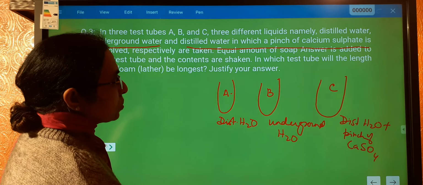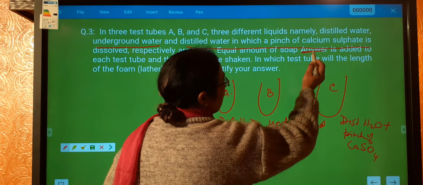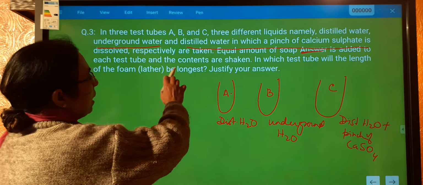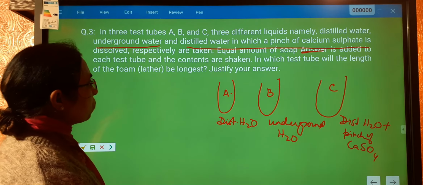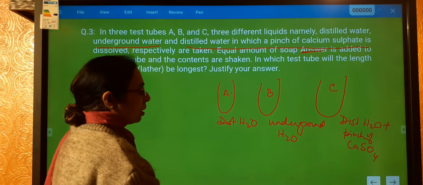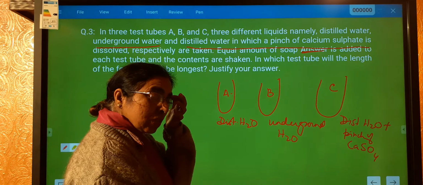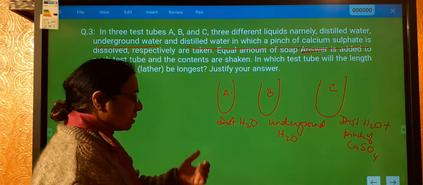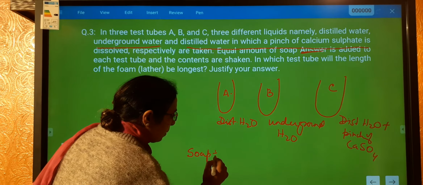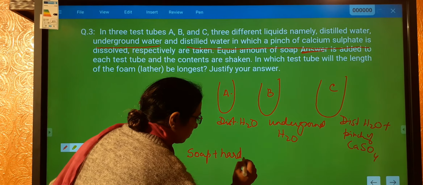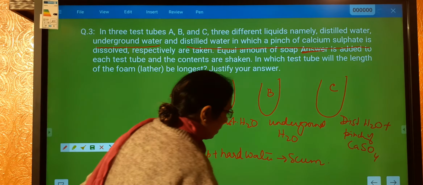Now equal amounts of soap are added to each test tube and the contents are shaken. In which test tube will the length of foam, that is lather, be the longest? That is, we are adding soap to each solution, and now in which test tube will there be more lather? We know that soap plus hard water forms a scum. This does not form a lather.